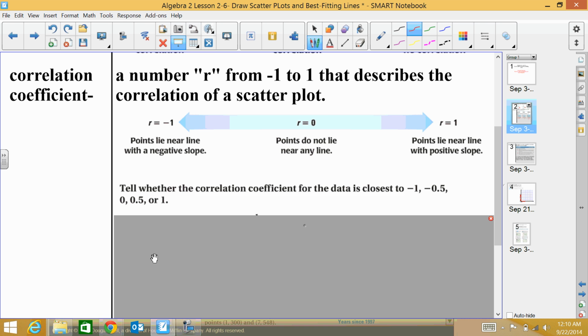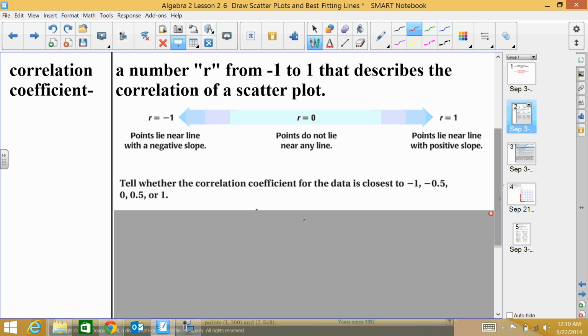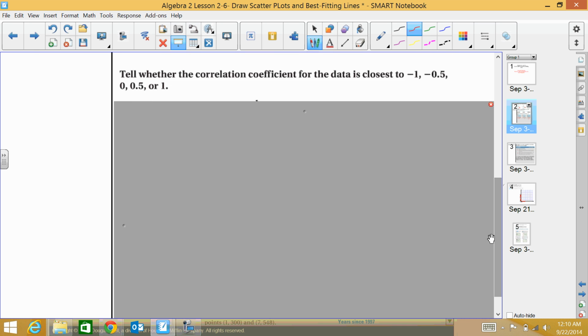So here's kind of your chart. If it's close to -1, this is close to a line with a negative slope. 0 would not really be anything, and 1 would be close to a line of a positive slope. So it says tell whether the correlation coefficient for the data is closest to -1, -1/2, 0, +1/2, or +1. So we're just going to take a look at a few examples and see what you guys think.